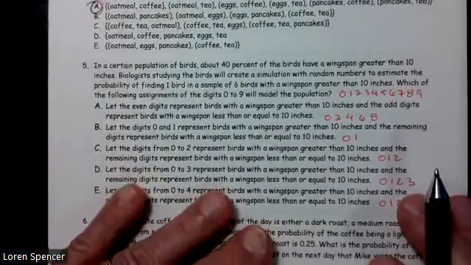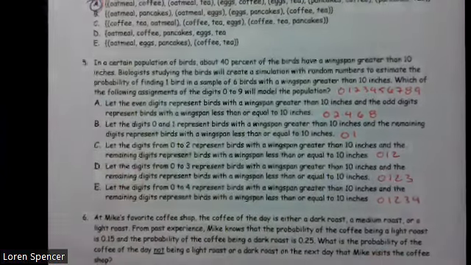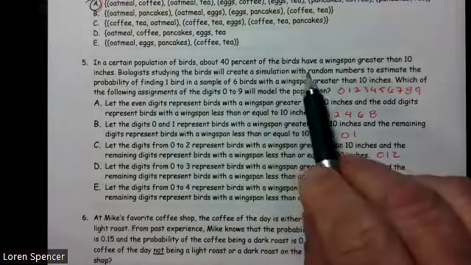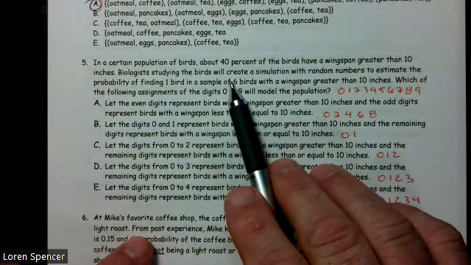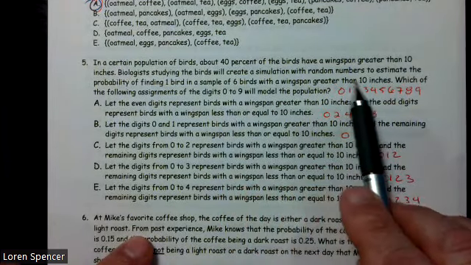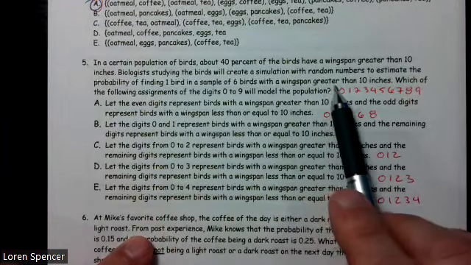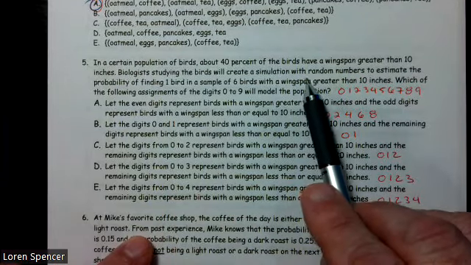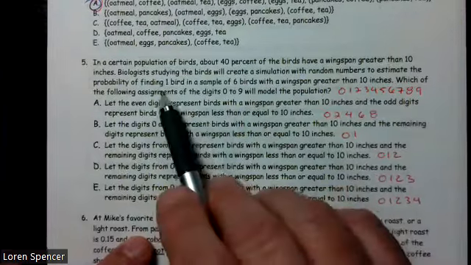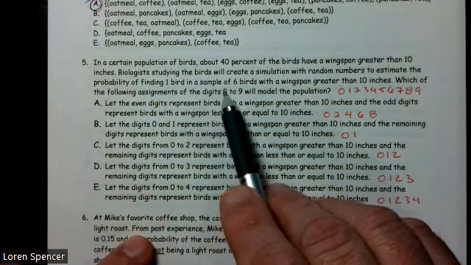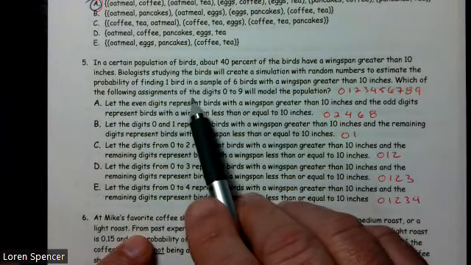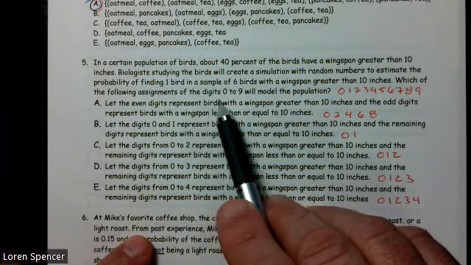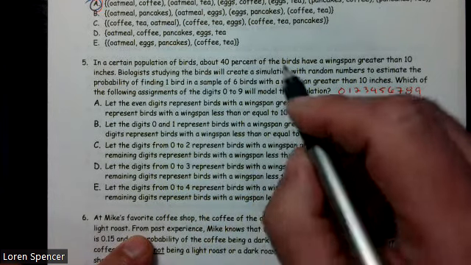All right. Number 5 is based on simulations. In a certain population of birds, about 40% of the birds have a wingspan greater than 10 inches. Biologists studying the birds will create a simulation with random numbers to estimate the probability of finding one bird in a sample of 6 birds with a wingspan greater than 10 inches. Which of the following assignments of the digits 0 through 9 will model the population?